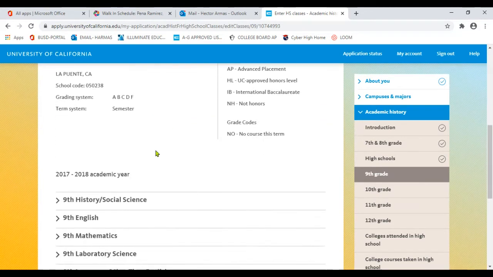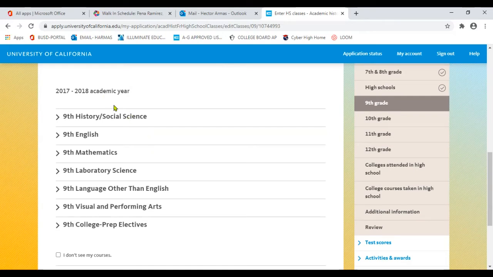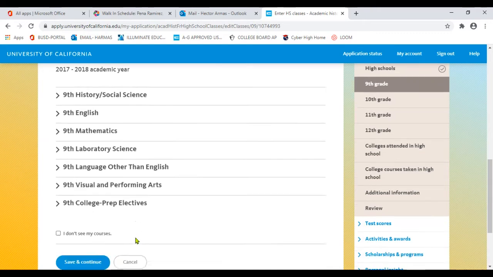All right, so let's move over here. And now, if you notice, the academic year is broken down into various departments. We have social science, English, math, lab science, language other than English, which could be either Spanish for us at Bassett High School or American Sign Language, or if you went to another high school and you took Mandarin, for instance, I've seen a transcript with that course on there, then this is where you will include it. Then visual and performing arts and college prep electives.